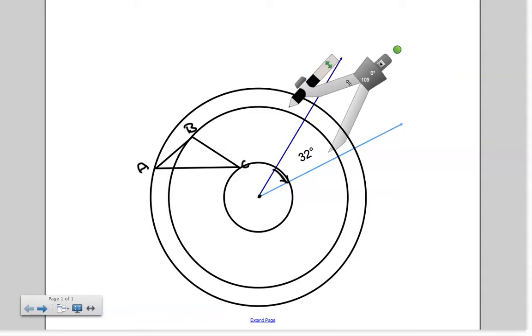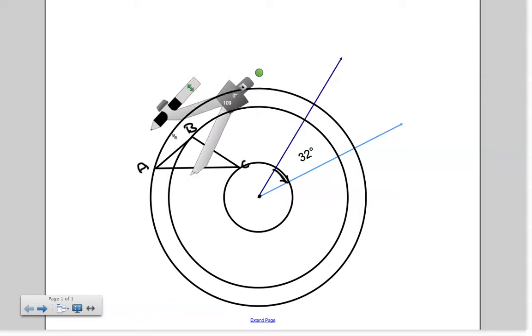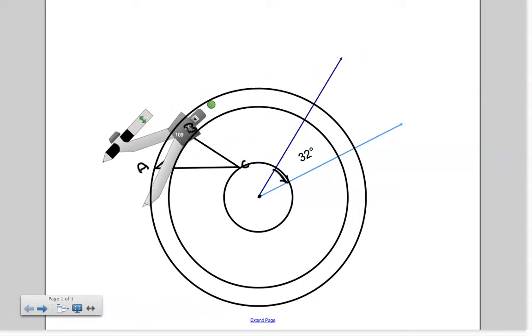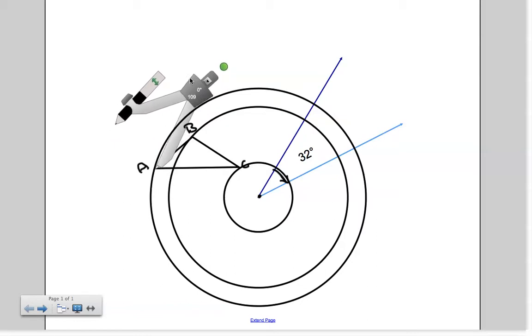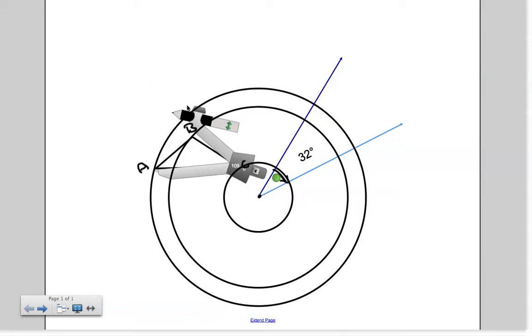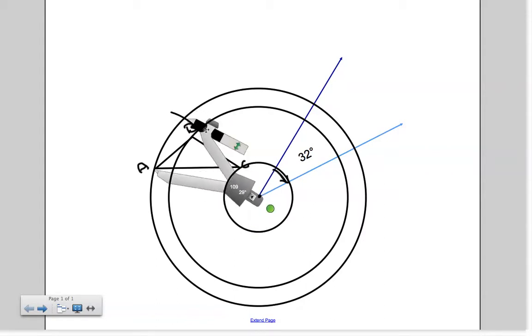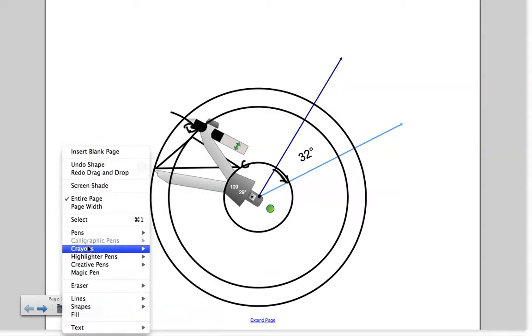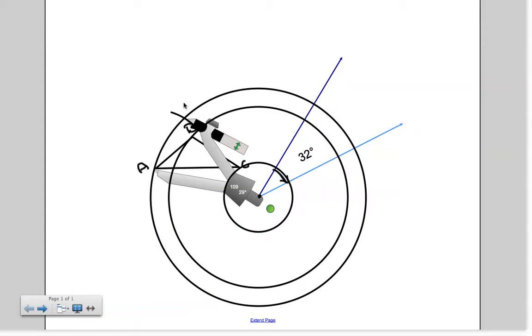So to rotate A, I have to put my compass, as soon as it settles down, on vertex A. And I have to look and see, okay, my rotation arrow is telling me to go clockwise, so I need to take my compass in a clockwise arc. And I have to make an arc that passes through right there, okay? So now this spot that I've just created is now, as soon as I get a pen, A prime.